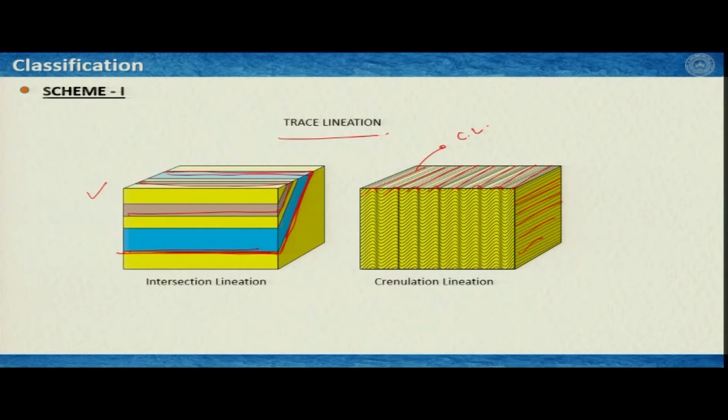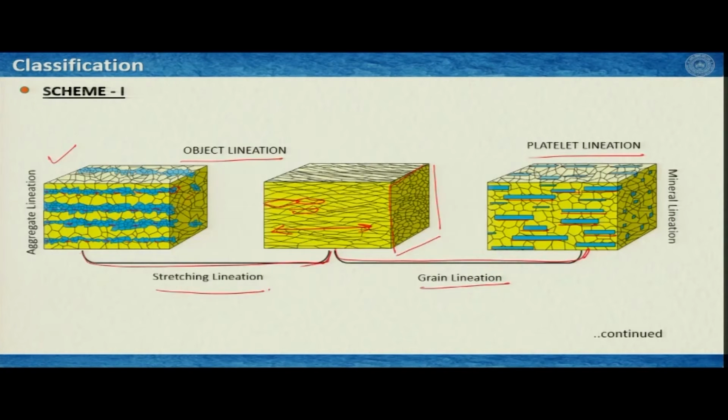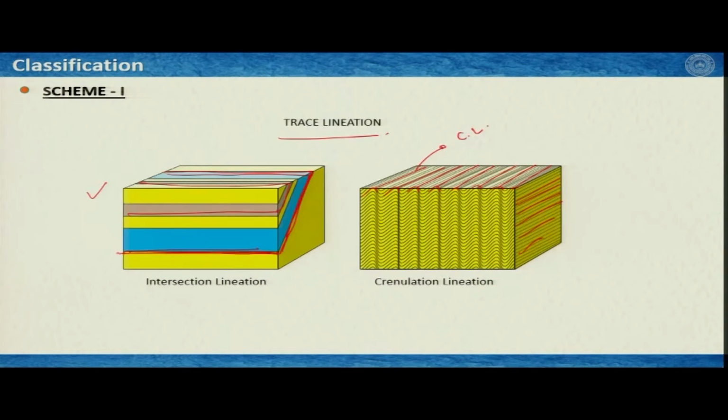This is how we define, in scheme 1, object lineation, trace lineation, and the second one that we have discussed here, platelet lineation. Object lineations mostly are defined by some aggregation of grains and so on. Platelet lineations are defined by oriented individual grains, and this is number 2. Finally, number 3, trace lineations, are defined by mostly the intersection of two different structural or geological features.